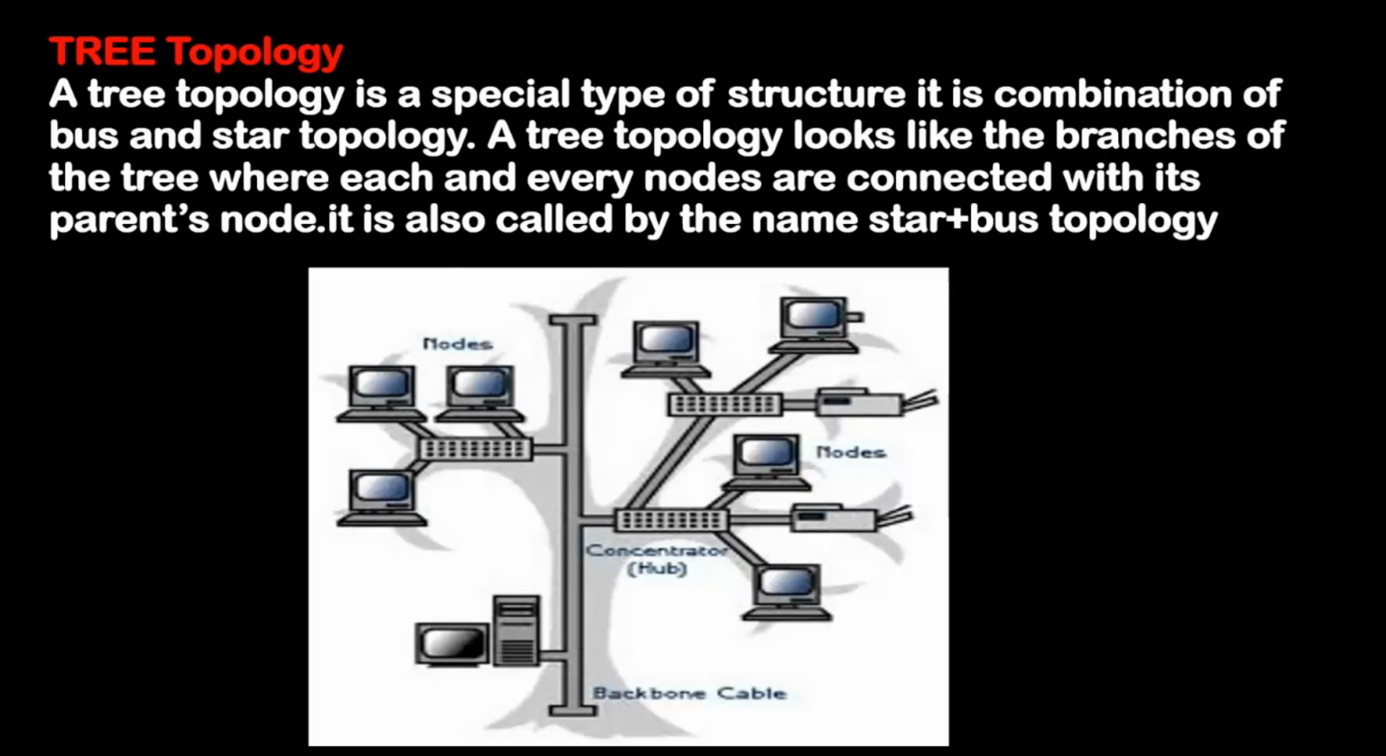Now see. Next is tree topology. So tree topology means what? A tree topology is a special type of structure, and we can say it's a combination of bus and star topology. If you combine bus and star topology with each other, then you get this tree topology.